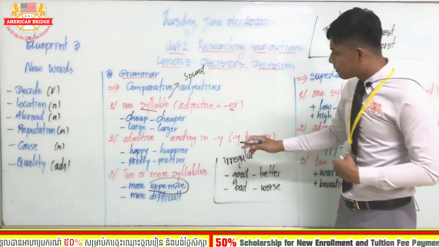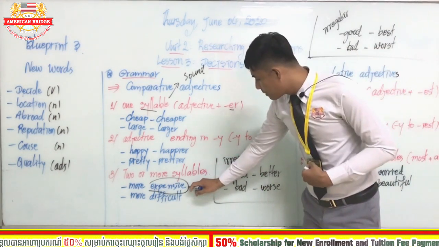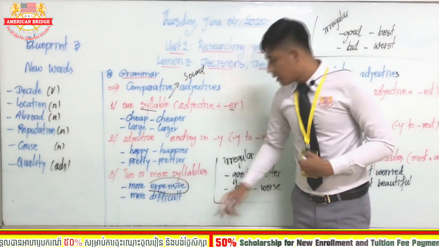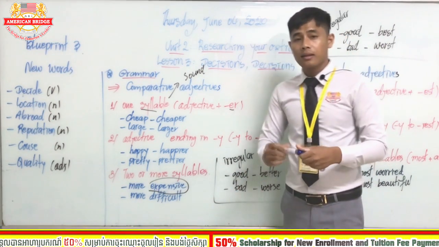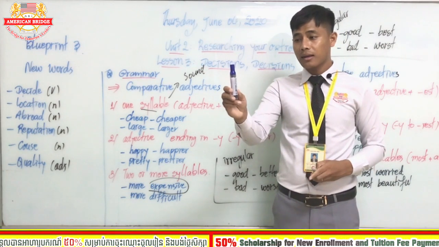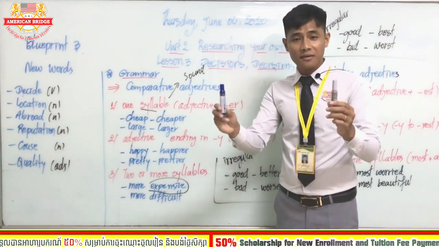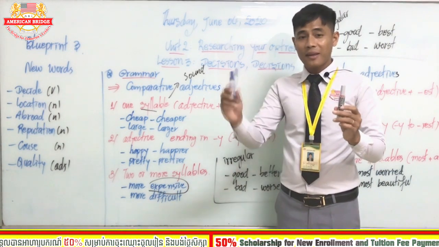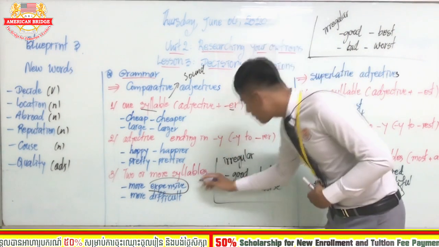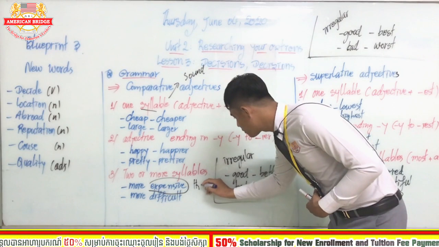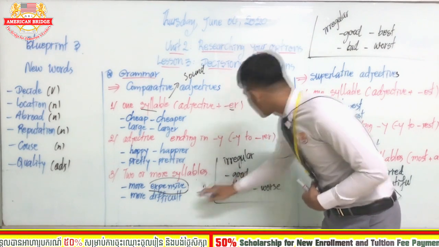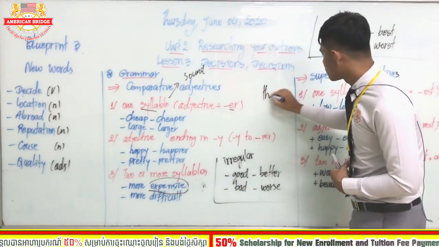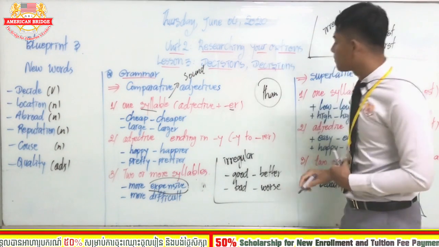Okay. Example. Let me make one example with this. The blue marker is more expensive than red marker. Okay, expensive than. So if we use it in a sentence, we have to add than right here. You will be confused.